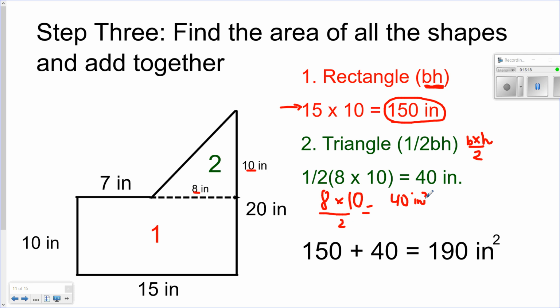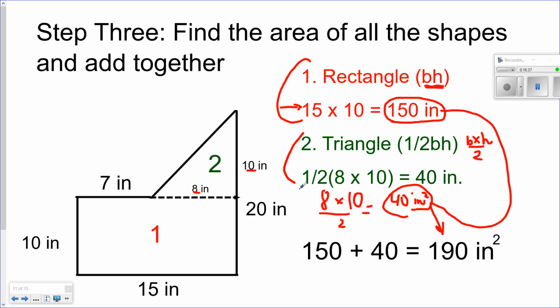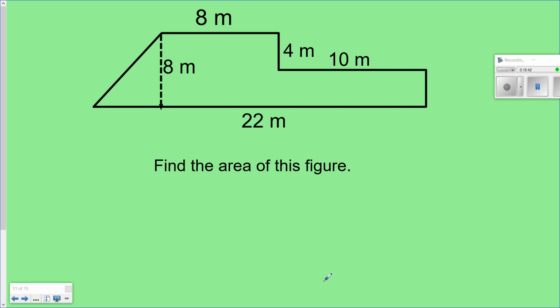Okay, now the last step you have to do, if they want to know the area of the whole thing, you have to take these two things and add them together. There you go. That's your area of that whole thing right there. So do you see how it's so important to keep yourself organized? Because here's your rectangle, you did that. Here's your triangle, you did that. Now add them together. Let's do another one together.